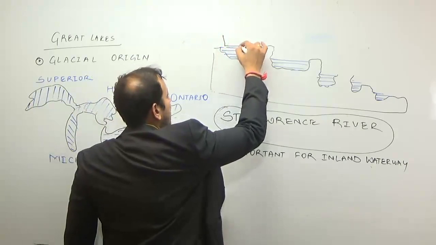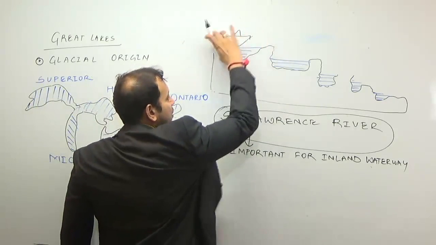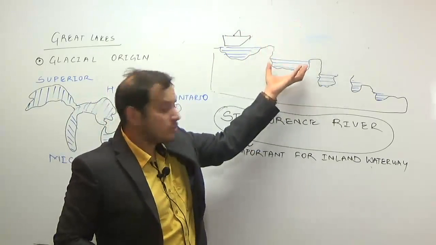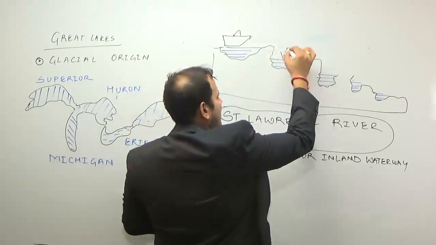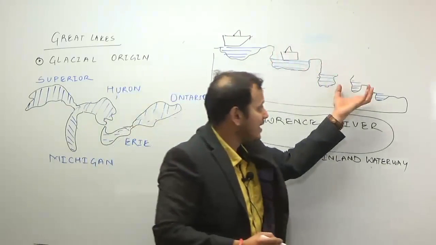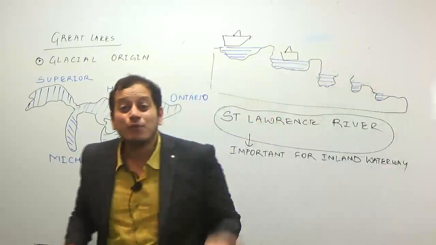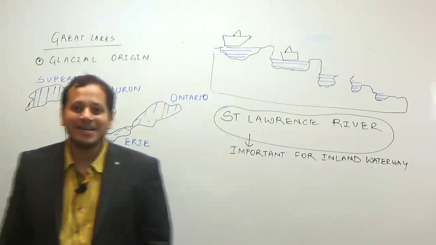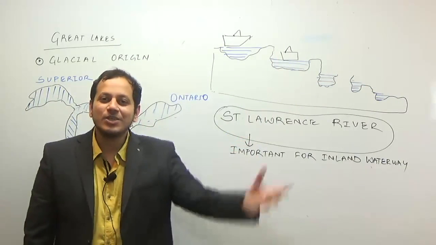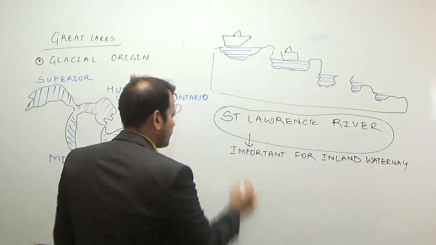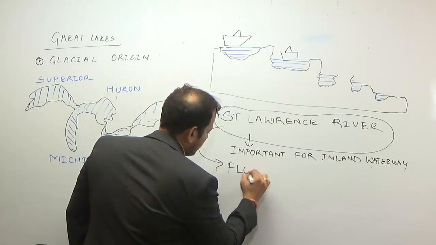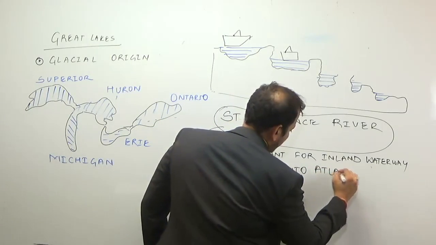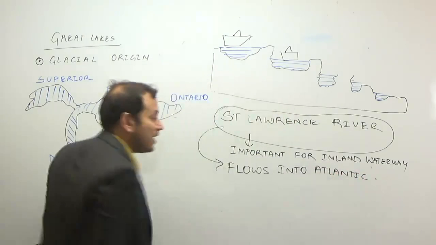If a ship carries a load from this region, it goes through these Great Lakes. Then a bridge will come, take the ship to the next Great Lake, and then put it into the next Great Lake, and ultimately in which ocean will it put it? Pacific or Atlantic Ocean? The St. Lawrence River, where does it go? It goes into the Atlantic Ocean, flows into the Atlantic Ocean.